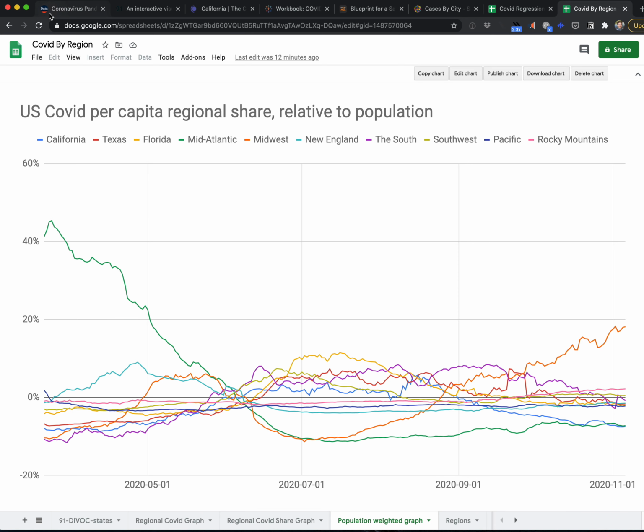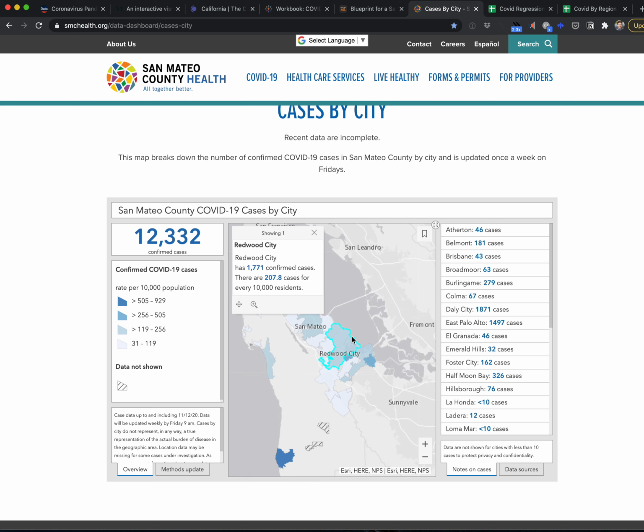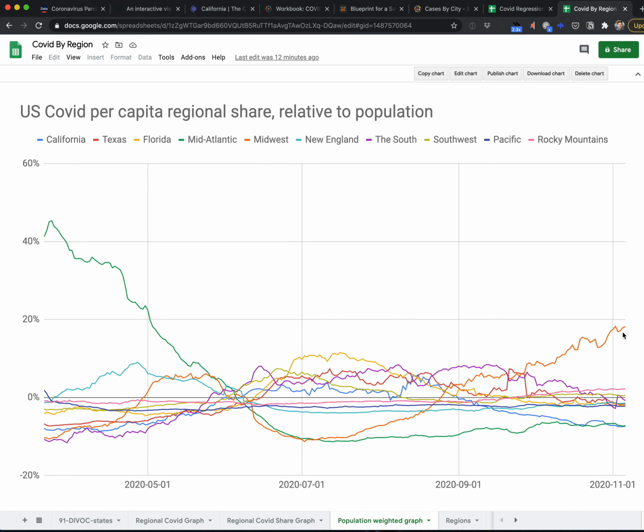And so yeah, you go all the way from international to how we're doing, down to a county level and a town level, and then to understand where it is in the country, just to better understand what is going on with COVID.